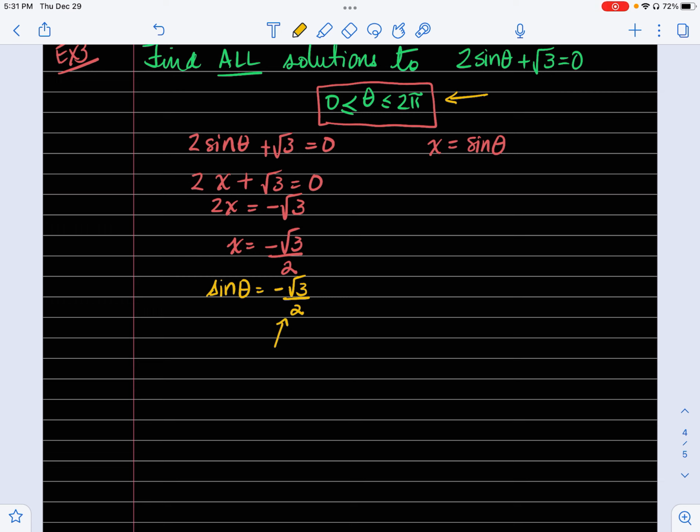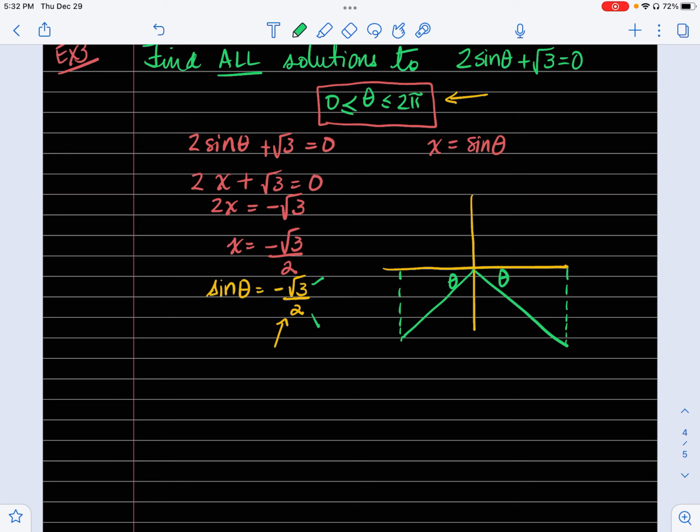Sine value is negative. That rings a bell. That reminds me, the sine value is negative where? It's negative in quadrant 3 and 4. So we're going to only be restricting ourselves to quadrant 3 and 4, which means there's an angle here in quadrant 3 and a possible angle here in quadrant 4. And both of these theta values will satisfy the equation.